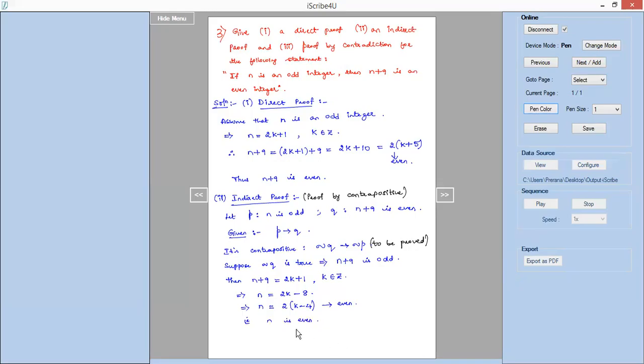So if I am arriving at n is even, this is one and the same as saying negation P is true. P stands for n is odd. So negation P means n is even. So I have arrived at n is even, no? So it is one and the same as saying that negation P is true.